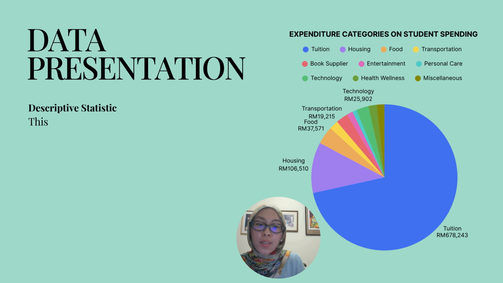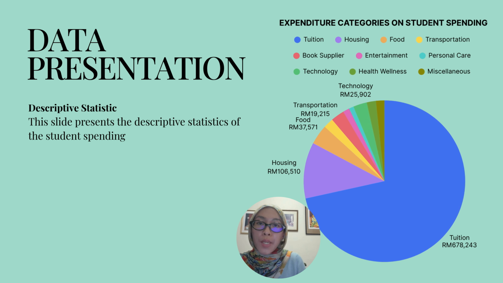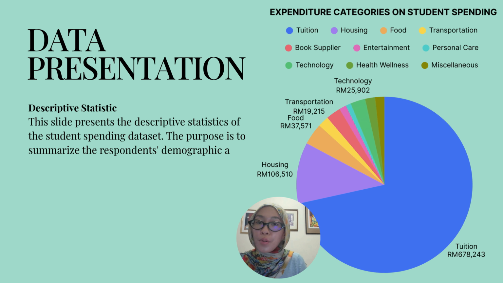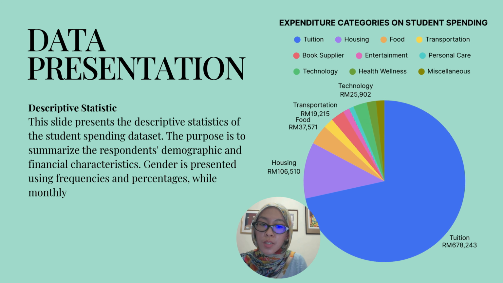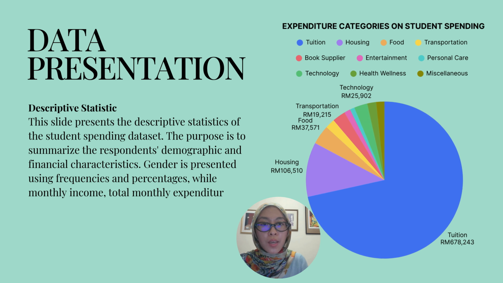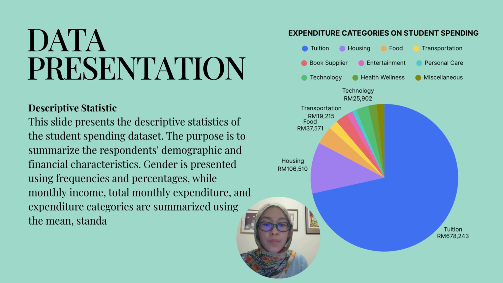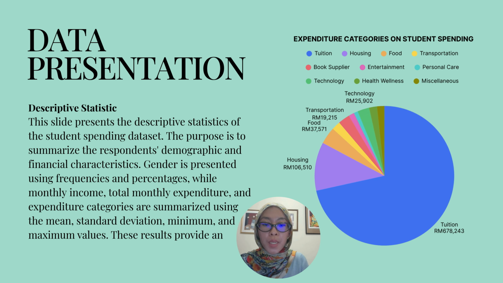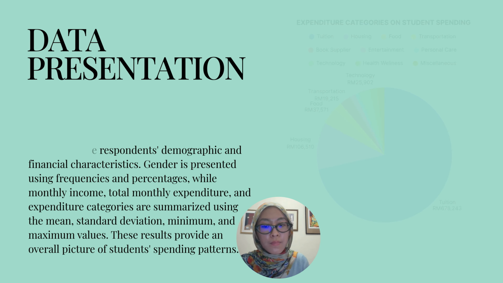This slide presents the descriptive statistics of student spending patterns. The pie chart shows that tuition is the largest expenditure, followed by housing and food. The remaining categories, such as transportation, entertainment, technology, and personal care, make up a smaller portion of total spending. Overall, the results indicate that students spend most of their money on education and essential living expenses.